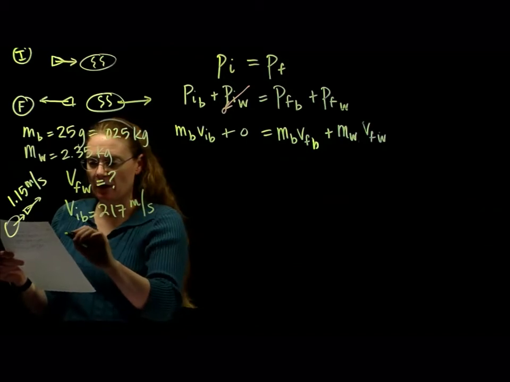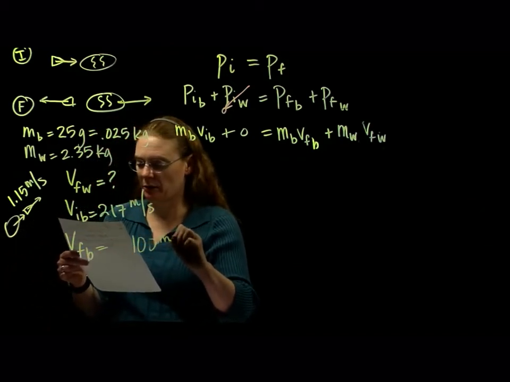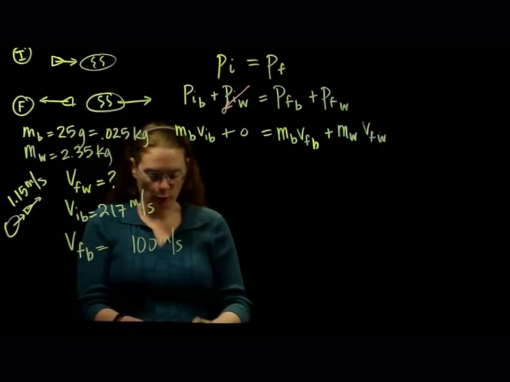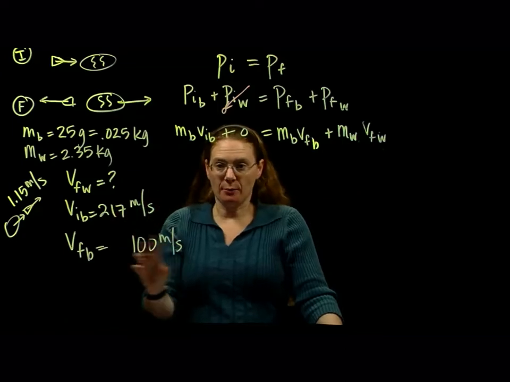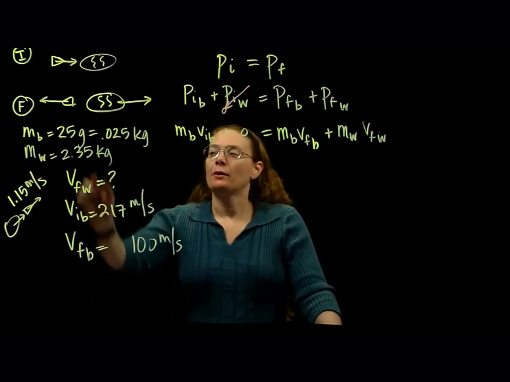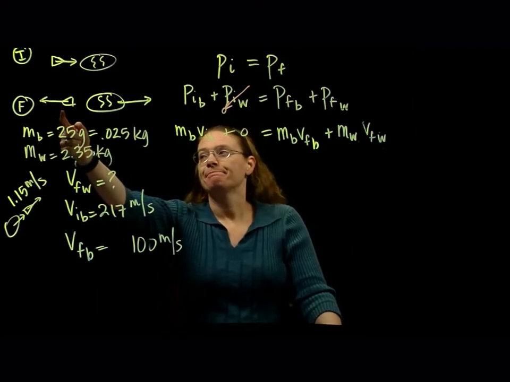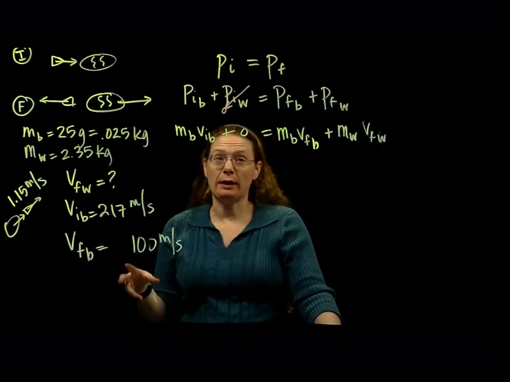And it bounces off. The final velocity of the bullet is 100 meters per second. We want to know what that watermelon speed is. All right, if you just ran through and put all these numbers down, you're almost correct. What's the direction of that bullet? It is now going to the left. We have to take into account the direction.